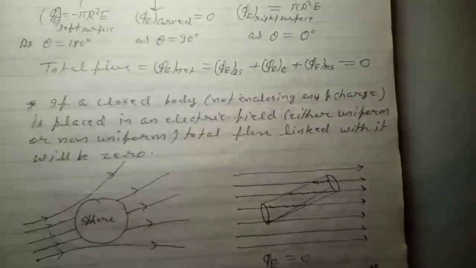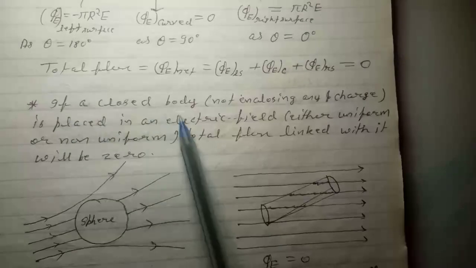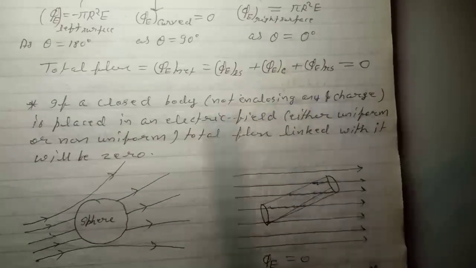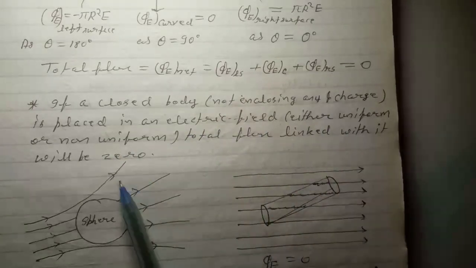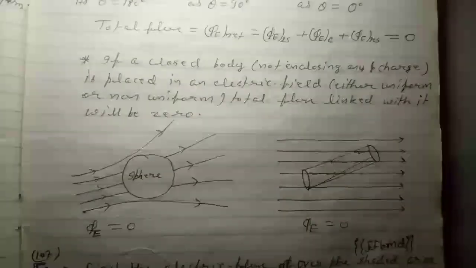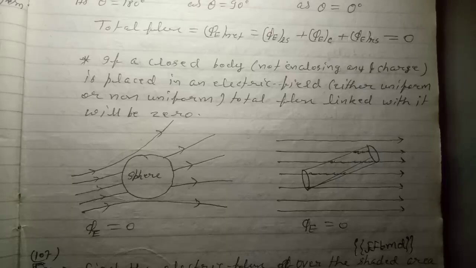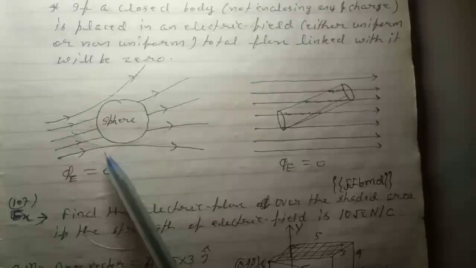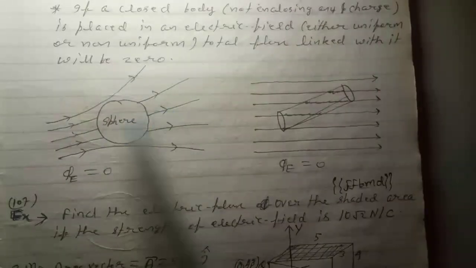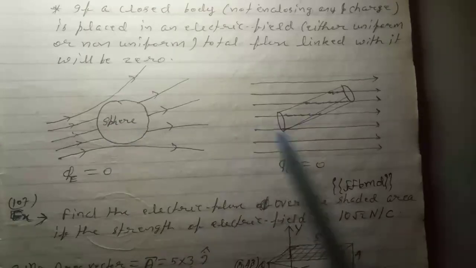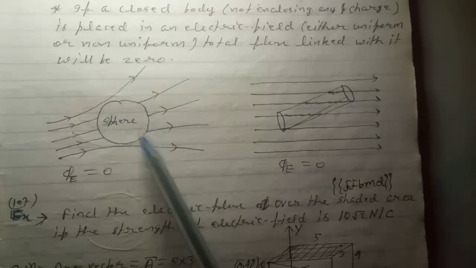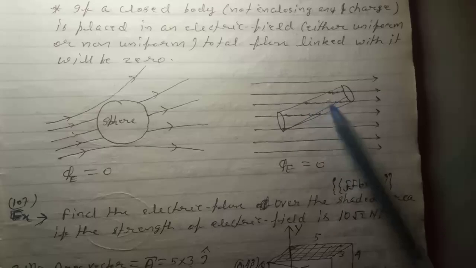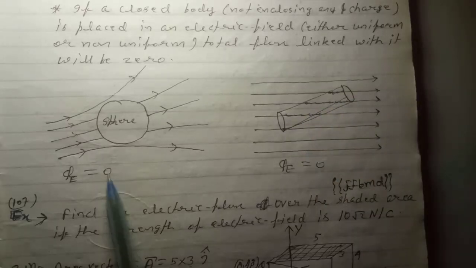From this we find an important point: if a closed body not enclosing any charge is placed in an electric field, either uniform or non-uniform, the total flux linked with it will be 0. It means that if we place a closed body inside the electric field, the flux through it will be 0. It means that no electric field lines pass through the inside of the body. In this case, because there are no lines of force passing through the body, and again in this case no lines of force will pass through the body, phi will be 0.